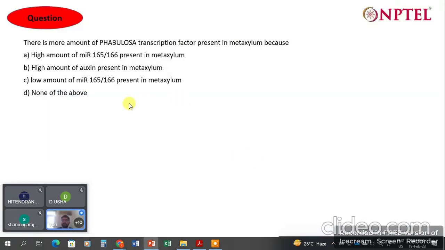Yes. So the next question is: there is more amount of Phabulosa transcription factor present in metaxylem because of which option? The options are: high amount of MIR165/166 present in metaxylem, high amount of auxin present in metaxylem, low amount of MIR present in the metaxylem, or none of the above options is correct. Can anybody take a guess? Option A, sir. Okay. Any more guesses?